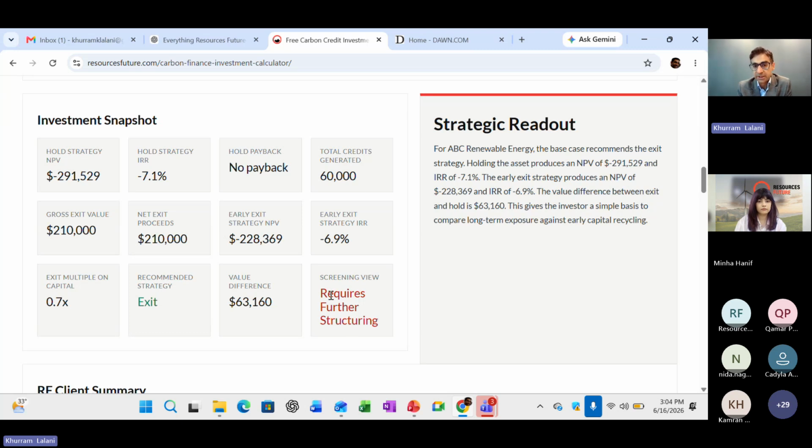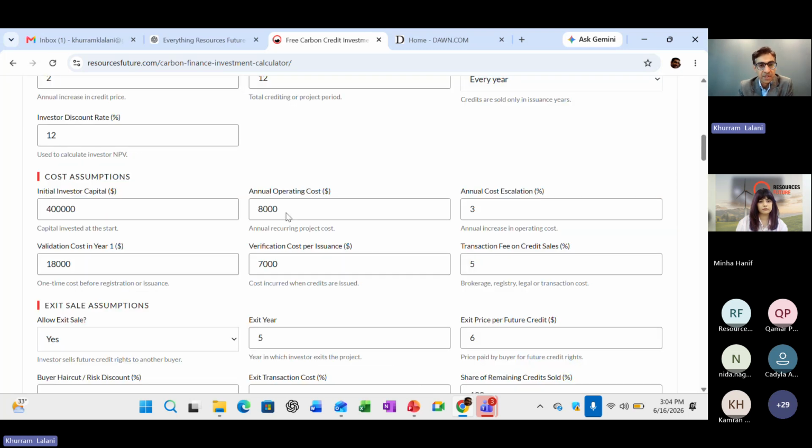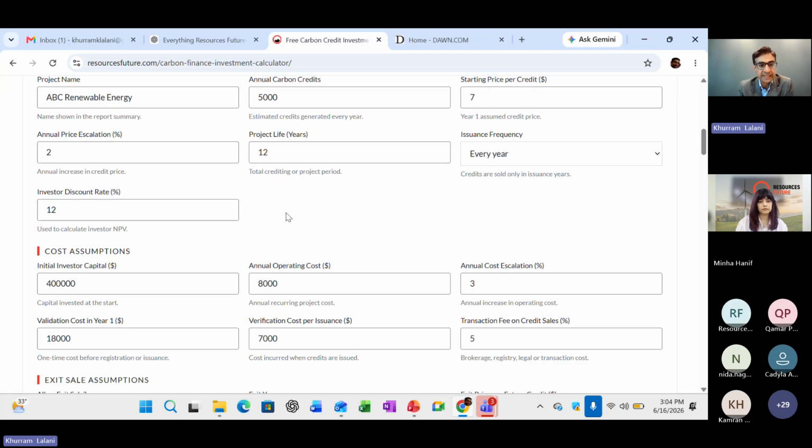It requires further structuring. So any time you see red coming up, it essentially tells you that this is not something that you should pursue, or maybe try and see if you can augment the price, reduce the cost, or maybe increase the quantum. We can do it in any other way.